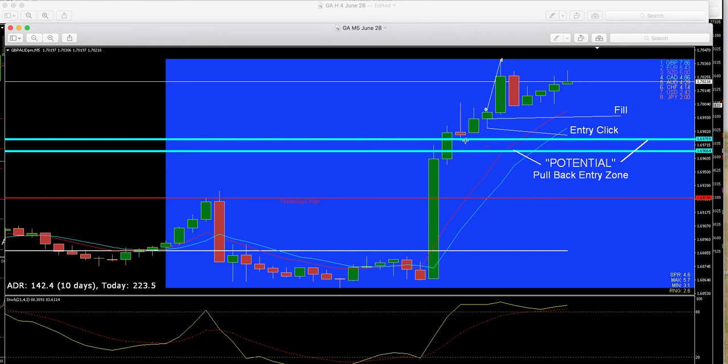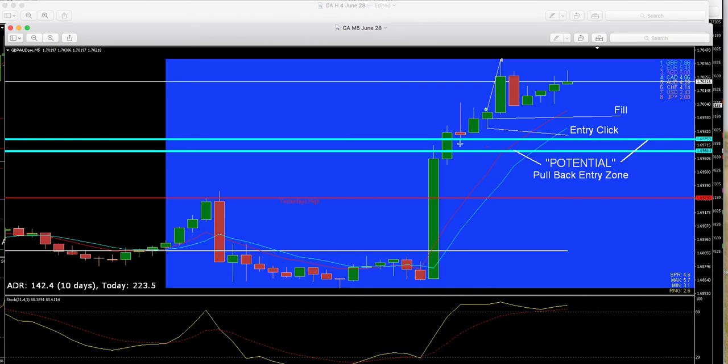It was probably 70 to 74. This actually doesn't look like much, but this was about a 35 pip bar. This little doji or hanging man, or whatever you want to call it. I don't know all the names that well.